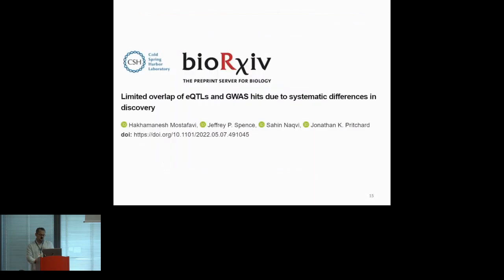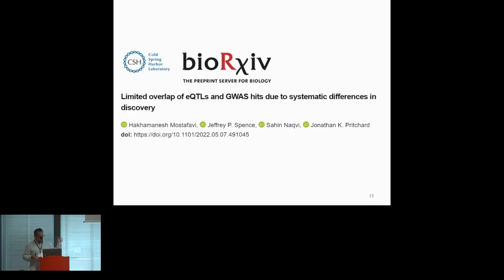And eQTLs are trying to help there, but eQTLs are also, as was recently postulated by Jonathan Pritchard's group, systematically different, right? The GWAS SNPs are those SNPs that are distal to the genes. eQTLs are closer to the promoters. They have different selective pressures on them and so on and so forth. So eQTLs are not necessarily completely explaining or capturing, and they have limited overlap with the GWAS.